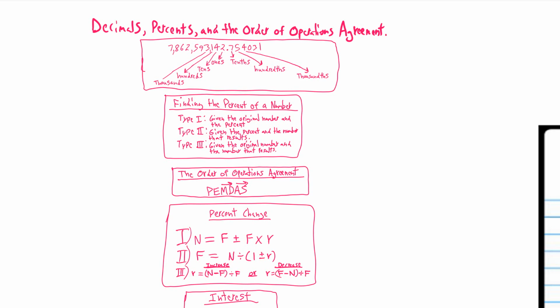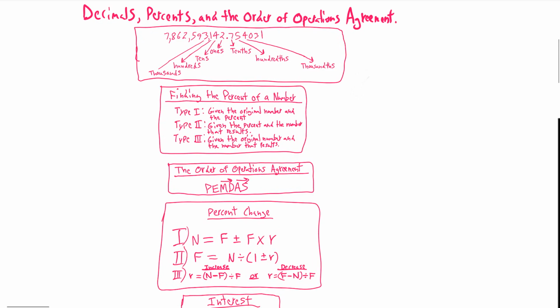When you have to write an expression that has multiple operations, you need to know the order of the operations so that you get the same answer every time. It just tells you how to communicate to other mathematicians. And we have applications of percents in the order of operations agreement classes also.